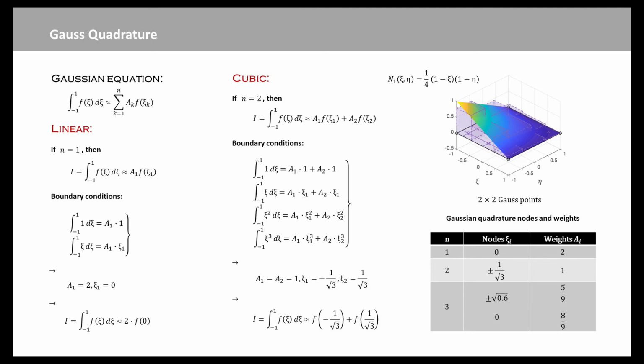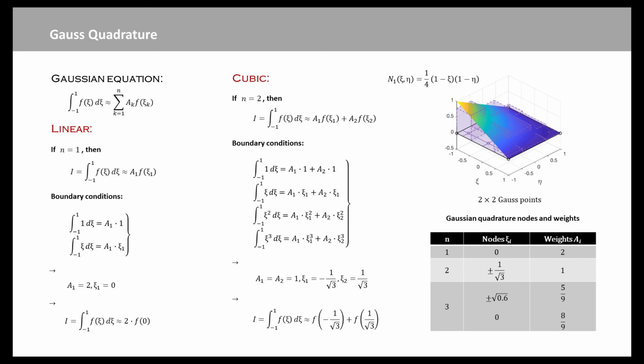For a simple model, we are going to start by using an approximation to f which is a linear one. The weight a1 times 1 is equal to the integral from -1 to 1 of 1 dξ, which is equal to 2. Then we consider the terms which are to do with ξ. We have a1 times our new f, which is going to be ξ1, equal to the integral from -1 to 1 of ξ dξ. Solving the 2 equations, we can obtain weight a1 equal to 2 and ξ1 equal to 0. If we consider a cubic model, there are 2 Gauss points.